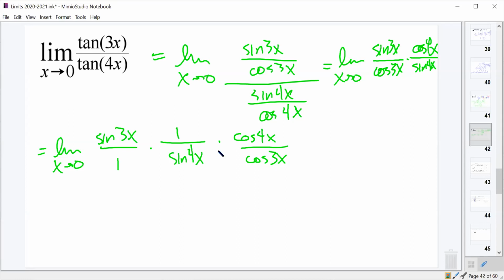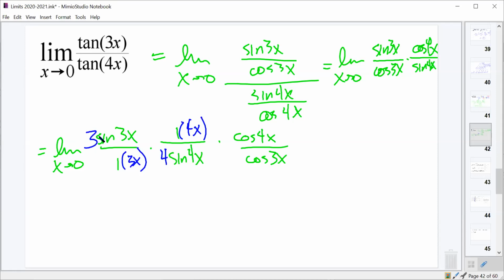No, because they're cosine. If I plug in 0 to cosine 4x, that's cosine of 0 divided by cosine of 0. That's just 1, isn't it? Yep. So that's not going to be an issue. So what do I need to do with this first one? Just the same thing I had before, right? Put in a 3x down here and put in a 4x up here. And the x's are good. They cancel each other out. I just need the 4 and the 3.